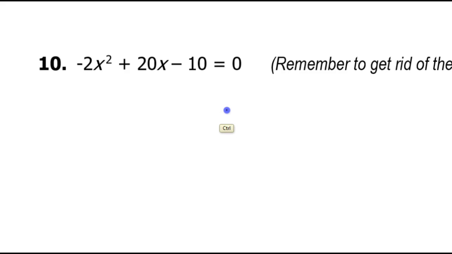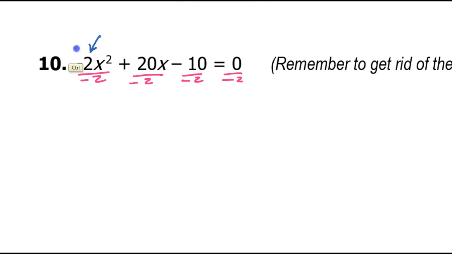So now, number 10. In order to do the process that we're doing, we need this number to be gone. So the first thing I'm going to do is I will divide everything by -2. So I'm going to divide by -2 everywhere.